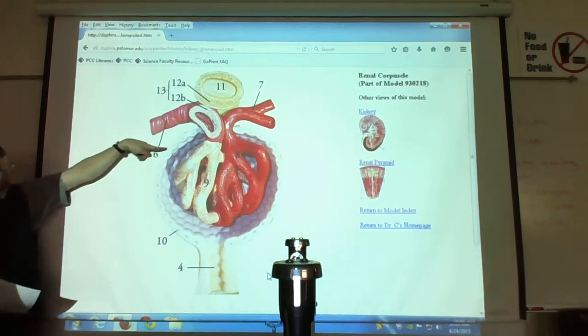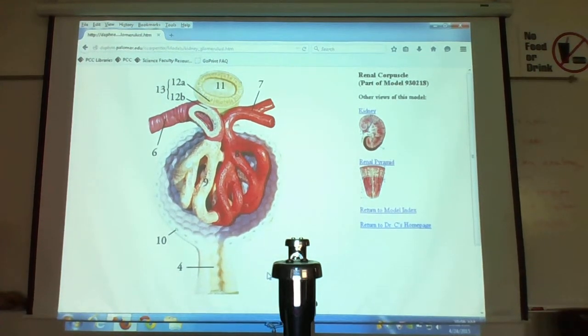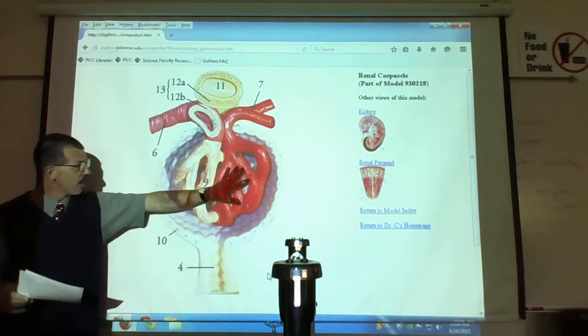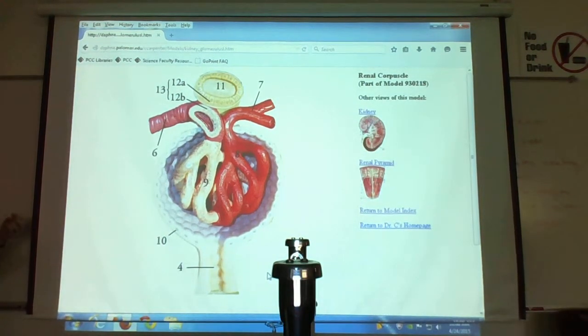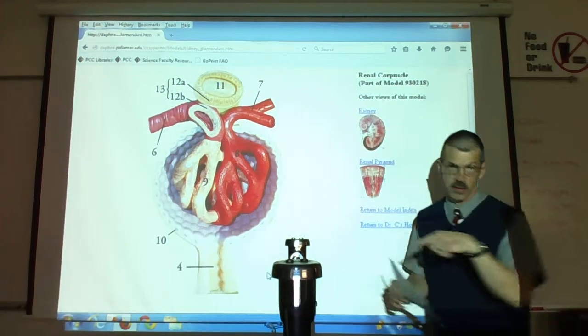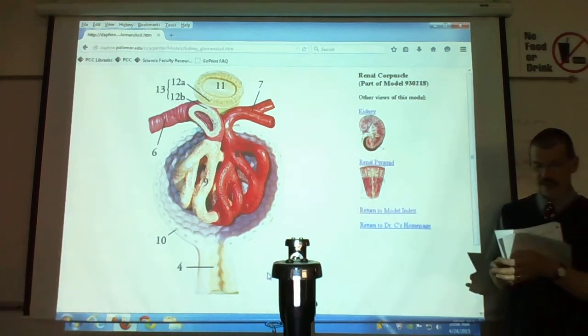There's an outside white part, number 10. What do you call the outside white part of the glomerulus area? Glomerular capsule, also called Bowman's capsule. So the glomerulus is the red thing. The capsule is number 10, the white thing around it. So the glomerulus is the red part, not the white part. So you have Bowman's capsule or glomerular capsule, and number 8 is the glomerulus. So far so good? Okay.